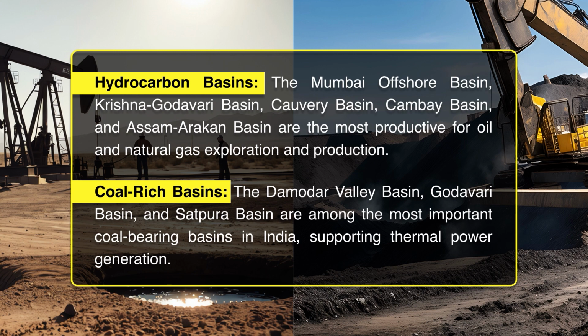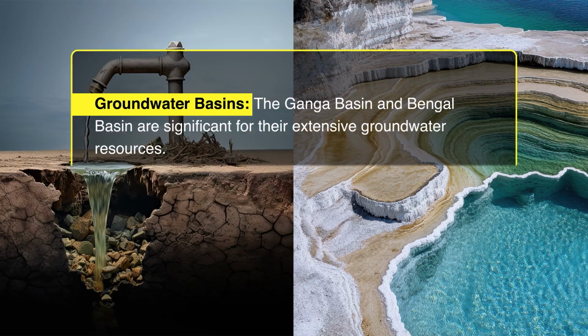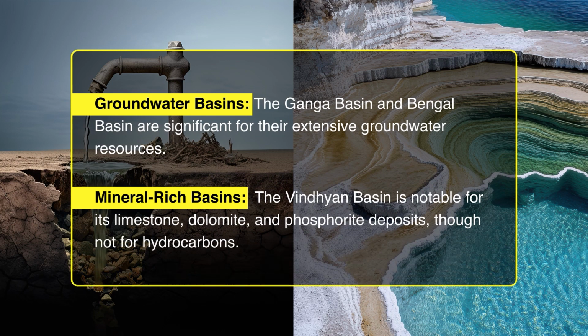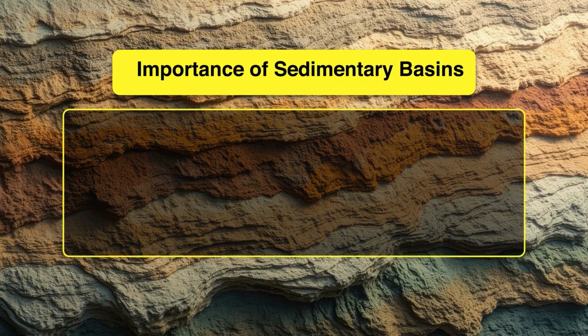Then the coal rich basins, like we saw the Damodar Valley Basin, Godavari, Satpura, etc. They are the most important coal bearing basins in India. Then the groundwater basins, the Ganga Basin and the Bengal Basin, are significant for their extensive groundwater resources. Then mineral rich basins like the Vindhyan Basin, which is notable for its limestone, dolomite and phosphorite deposits, although not for hydrocarbons.